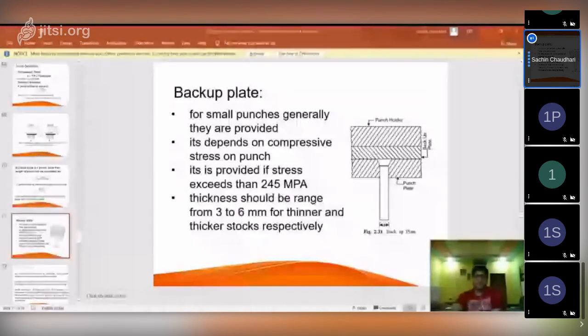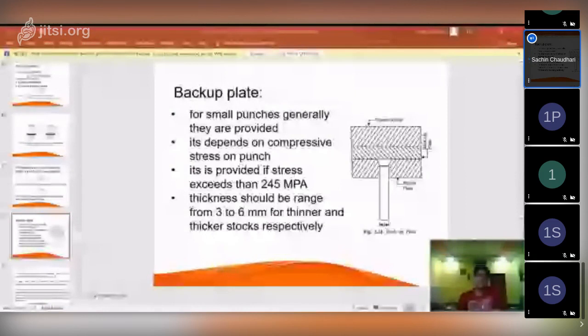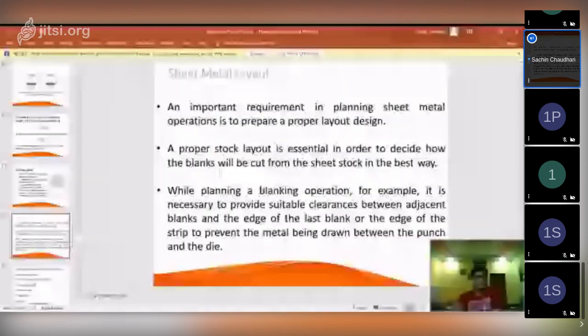Another thumb rule, if you note it down, which is not mentioned in your PPT: the backup plate is to be used when the punch diameter is less than 4 times your sheet thickness. Then you have to use the backup plate. If any doubt, please ask, raise your hand. Otherwise we are moving further.